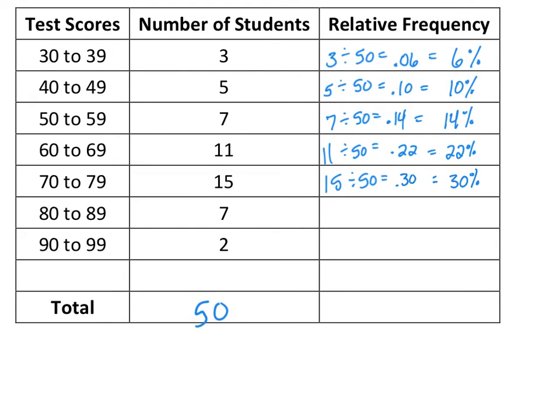And then 7 divided by 50 is 14%. And lastly, 2 divided by 50 is 0.04, which is 4%. So when you add that up, add all these percentages up, we get 100%, which is what we wanted. So we're looking for not how many times these things happen, but what percentage of the test scores are in that category.